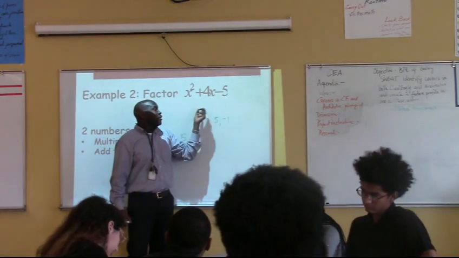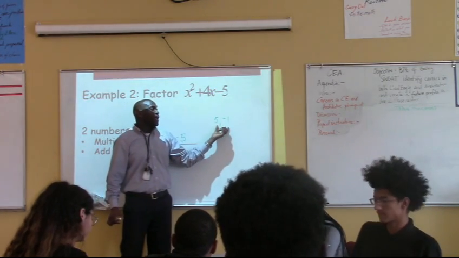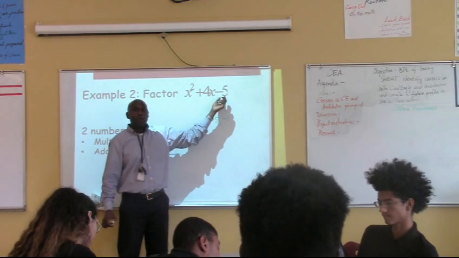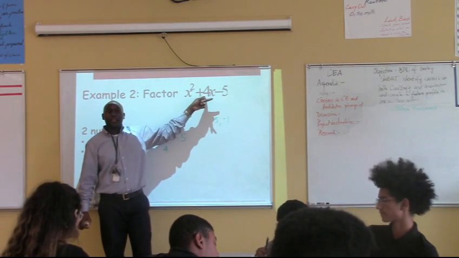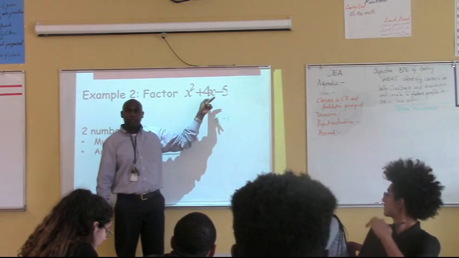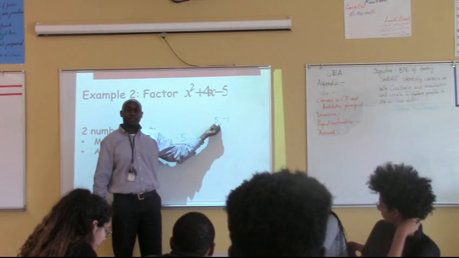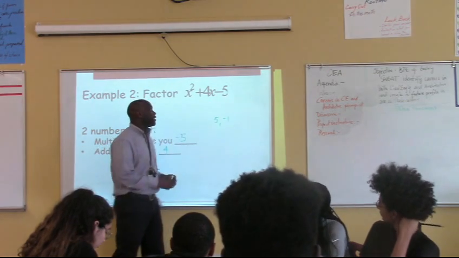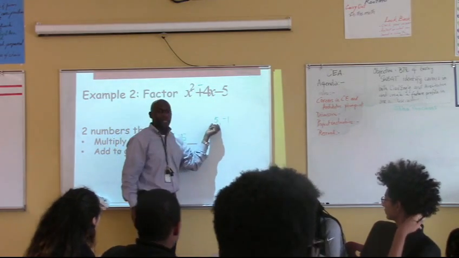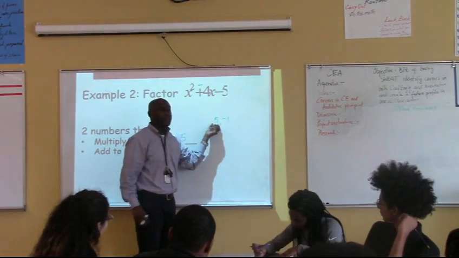Alright, so when we multiply these two numbers together, 5 and negative 1, we get negative 5. When we add them together, we have to get 4. So 5 minus 1 gives us 4. So the bigger number is positive. Now if this were a negative number, then the bigger number would be negative.